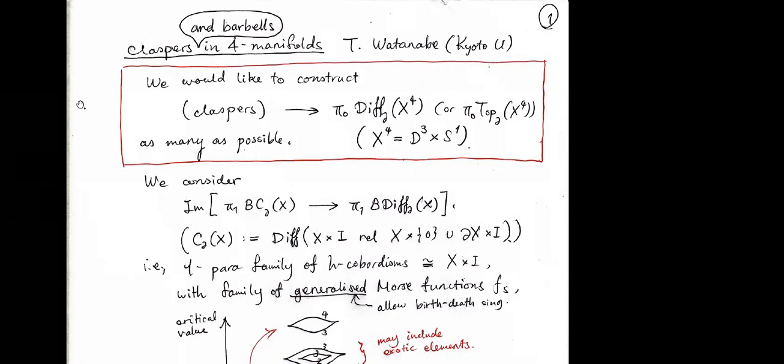What we would like to do is to construct many elements in the mapping class group of D3 cross S1. X is D3 cross S1. And pi zero of the group of diffeomorphisms is the set of isotopic classes of diffeomorphisms. This is called the mapping class group of X. And we would like to construct many elements and hopefully determine the group structure of this.